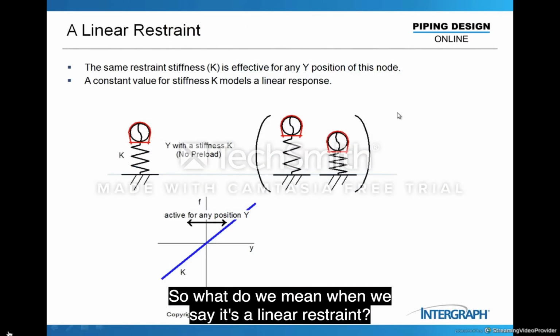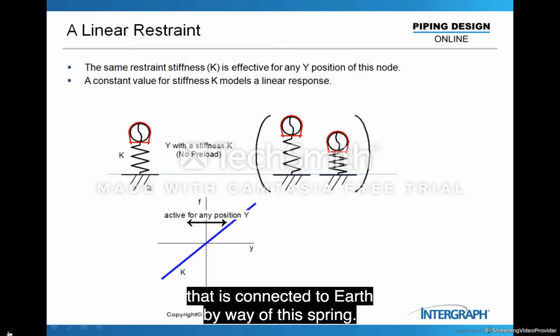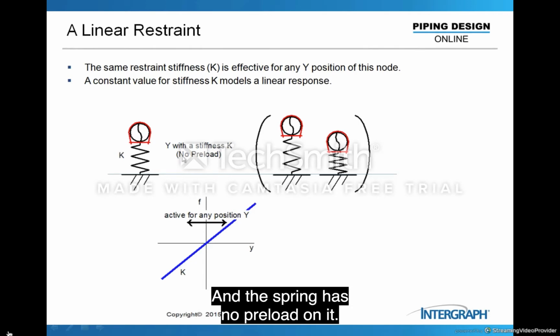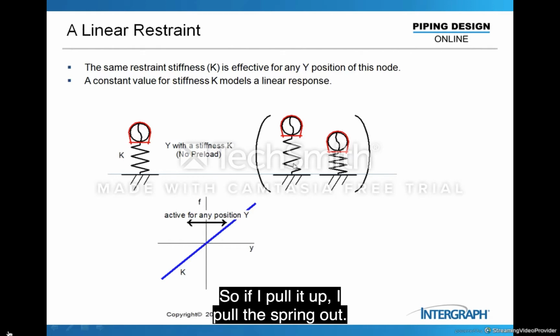So what do we mean when we say it's a linear restraint? Well, here we show a piece of pipe that is connected to Earth by way of this spring, and the spring has no preload on it. There's no load when it's sitting there cold, and that would be this point right here. This plot here is load versus deflection. Now, the spring rate is our relationship between load and deflection. If I want to put more deflection in the Y direction here, up or down, I'm creating a load on the pipe. So if I pull it up, I pull the spring out. If I push in, I push the spring in, and I get a load no matter which way I go.